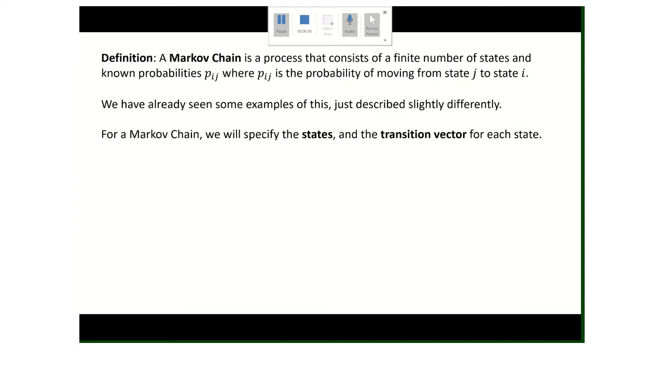So that's the definition, but we've actually seen a couple of Markov chains already. So we'll see some examples in a minute. For a Markov chain, we're going to specify the states and a transition vector for each state. And you're going to see these are going to look very familiar. We're just going to write them down a slightly different way.